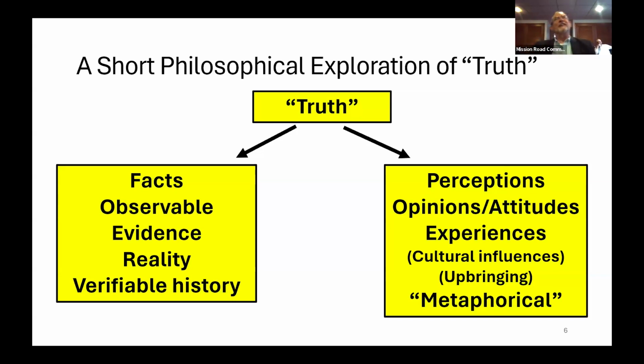Let's get back to truth. So I am thinking about truth this week. I thought, how can I present this maybe a little bit graphically, just to show the two types of truth that we said that we embrace? On the one hand are the facts, the observable evidence, the reality, the verifiable history. And on the other side, we have our perceptions, opinions, and attitudes, our personal experiences. And that has to do with cultural influences and how we were brought up.